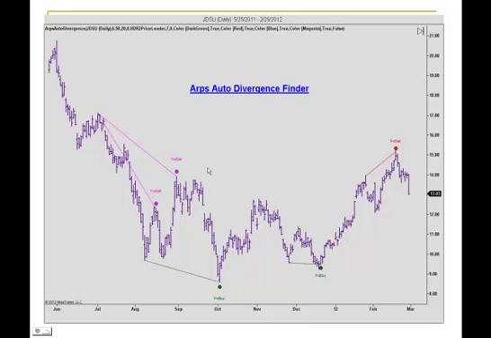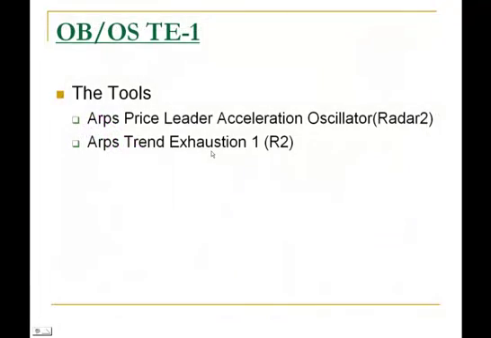So the divergence finder can use a lot of different oscillators to find divergences. Now you don't even have to have the oscillator on the chart for the divergence finder to identify the divergences. It does it on its own, saving you a lot of chart real estate. So those are the main divergence setups that I look for and how I look for them.